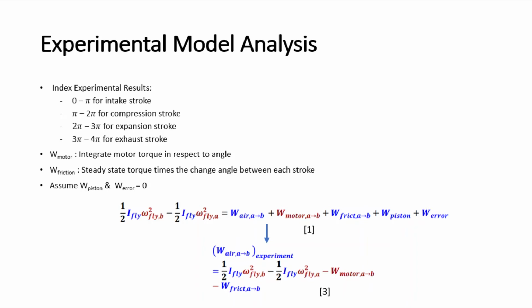As seen in week 1, the motor work can be calculated by numerically integrating the torque with respect to the angle. Meanwhile, the steady-state torque is used to calculate the frictional torque for each stroke. The angular velocity can be calculated using the data for angular position versus time. Meanwhile, the moment of inertia was calculated in week 1 as a part of system ID. After utilizing the known inputs, the experimental air work can be set in terms of the motor work, friction work, and the change in kinetic energy.